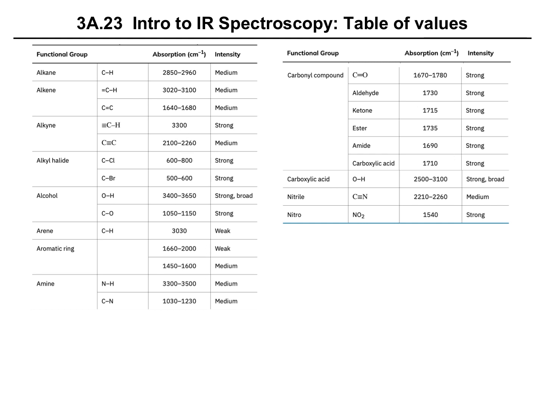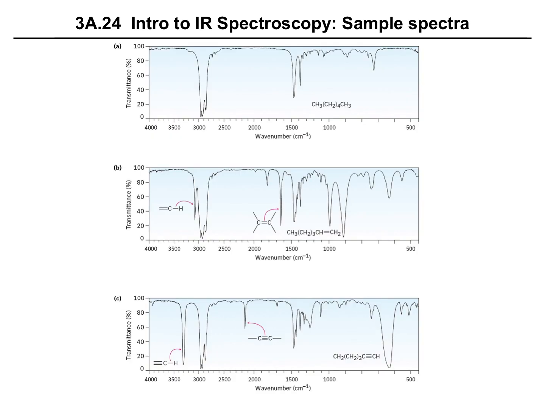On this slide, we have a few sample spectra that I wanted to take a look at to be able to compare some of the features. So the first one is for hexane. The second one is 1-hexene. And the third one, I'm going to draw it this way, is 1-hexyne.